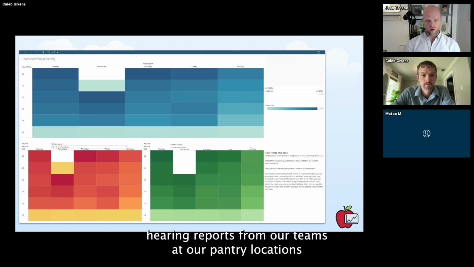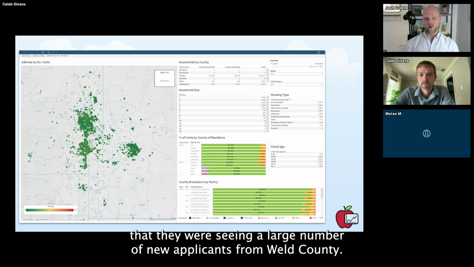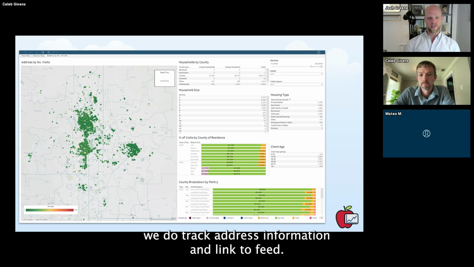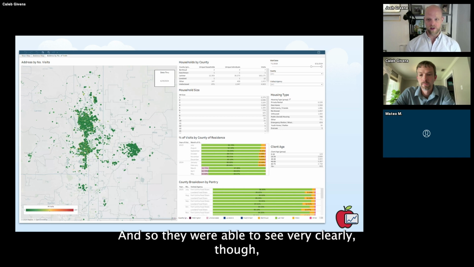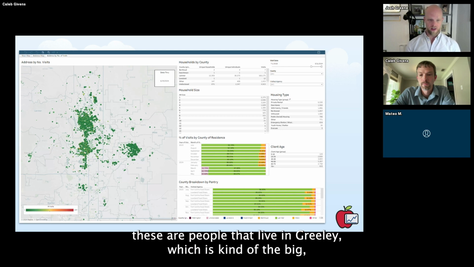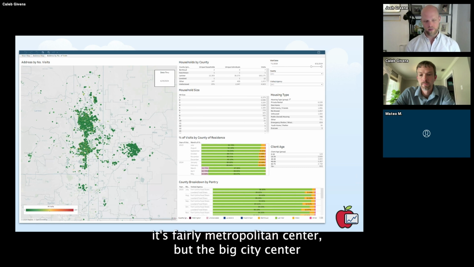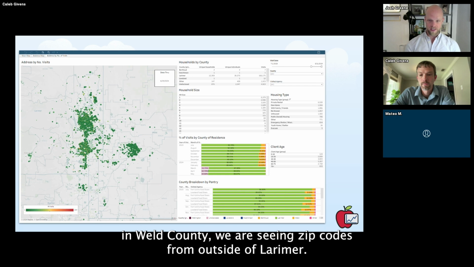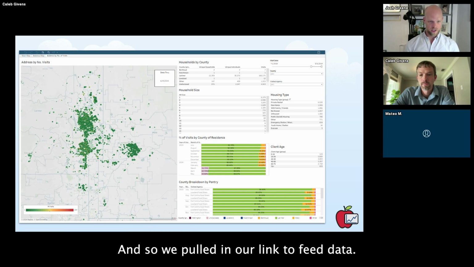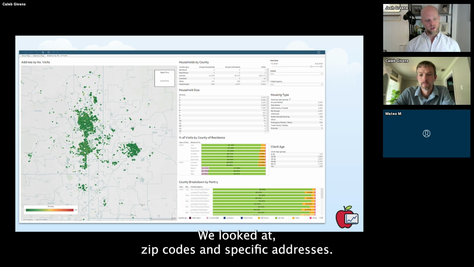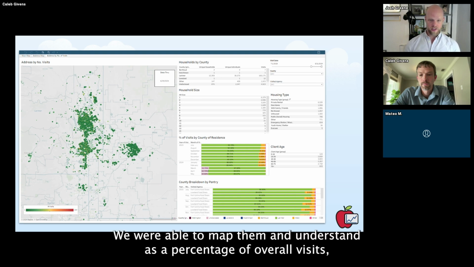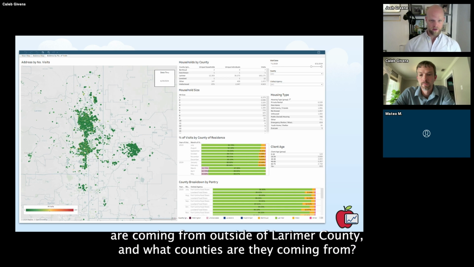And we were hearing reports from our teams at our pantry locations that they were seeing a large number of new applicants from Weld County. We do track address information and link to feed, and so they were able to see very clearly that these are people that live in Greeley, which is the big city center in Weld County. It's barely a metropolitan center. We were seeing zip codes from outside of Larimer, and so we pulled in our link to feed data. We looked at zip codes and specific addresses. We were able to map them and understand as a percentage of overall visits how many of these people are coming from outside of Larimer County and what counties they are coming from.